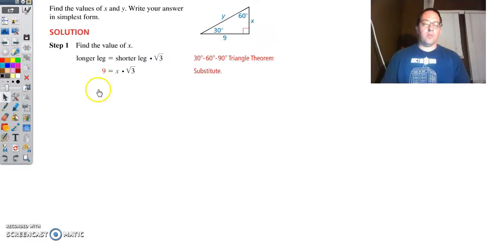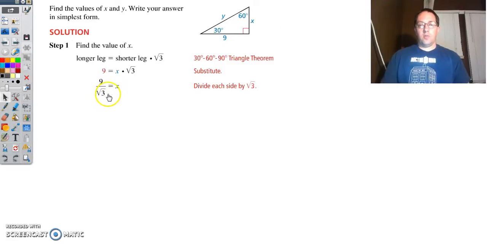So that makes it slightly more complicated. So the long leg is 9. The short leg is x times the square root of 3. Got to solve for x. So we divide by that square root of 3, and if you remember, we don't like having square roots in the denominator. It's no good. No radicals in the denominator.